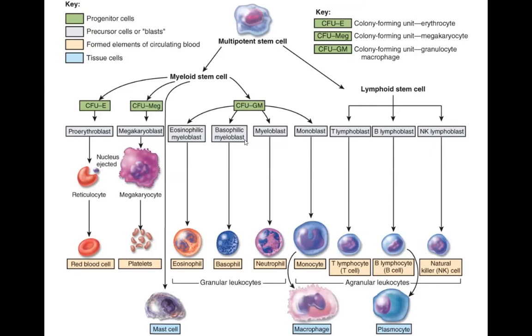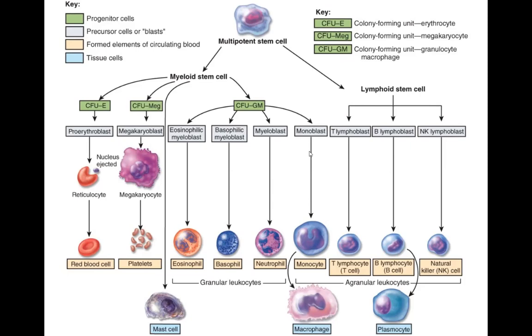Notice all of these, like I said, end with blast. Sometimes it's directly from that. Sometimes there's another cell in between. Okay. Like in the case of this reticulocyte, in the case of this megakaryocyte. But we ultimately end up with a red blood cell or platelets from it.